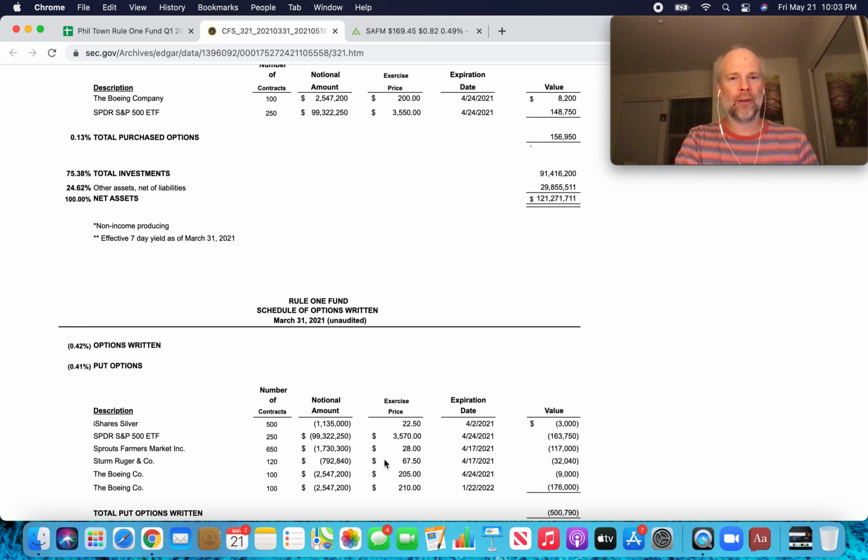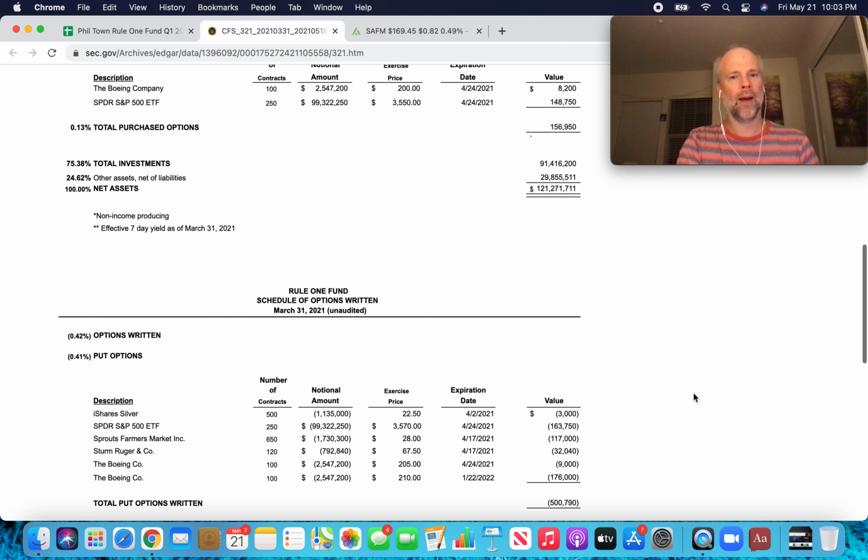And then there are some other really interesting ones down here. Of course, the SPY, there's also a put that he sold for SPY. So again, that may be a similar strategy to what he's doing with Boeing. But you see here, sold put options.